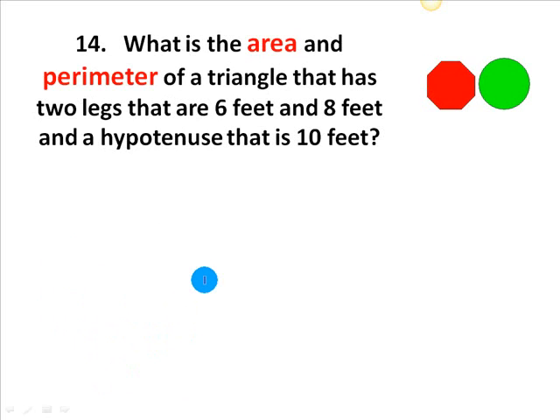Number 14. What is the area and perimeter of a triangle that has 2 legs that are 6 feet and 8 feet and a hypotenuse that is 10 feet? Click on the stop sign.